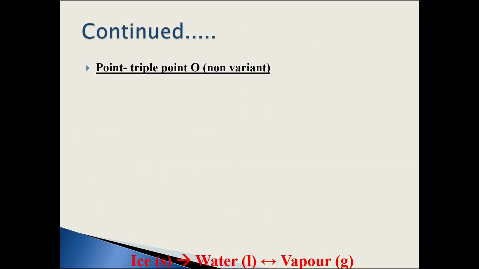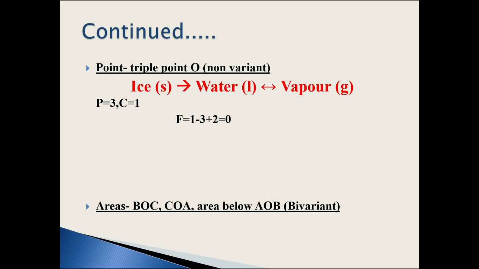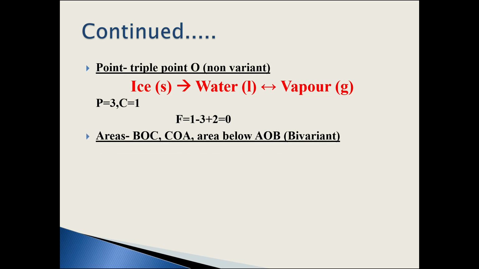Next we move to the triple point. Here the curves OA, OB and OC meet at a point O. That point is called the triple point. Here the number of phases is 3 and the number of components is 1, so the degree of freedom value becomes 0. So this system is non-variant.